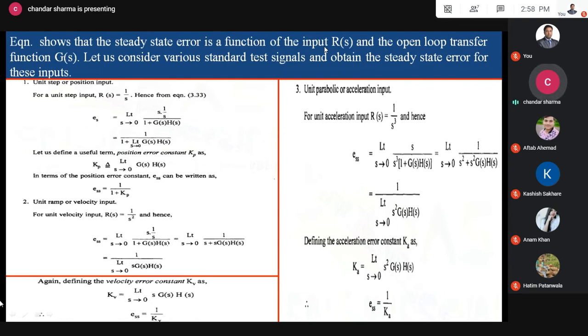So for various types of input, we can find the steady state error. These are all the test signals.